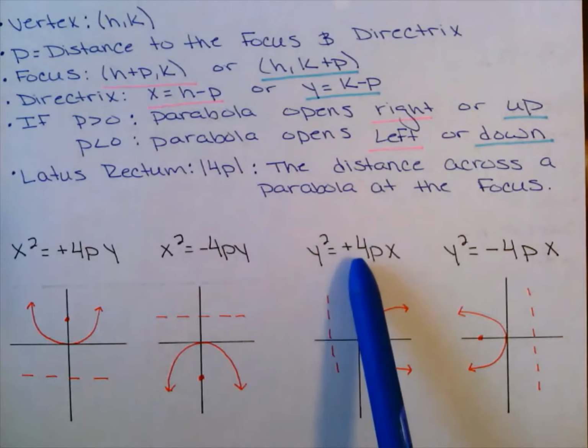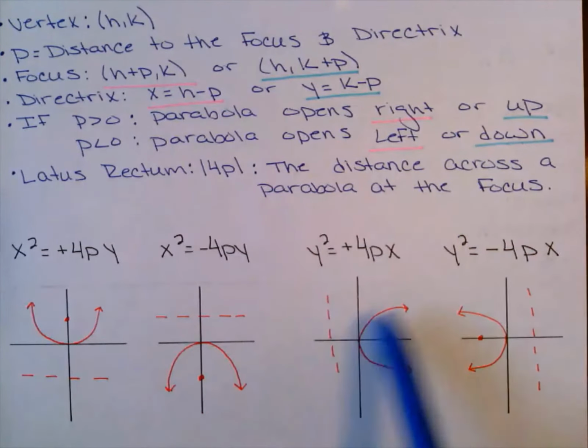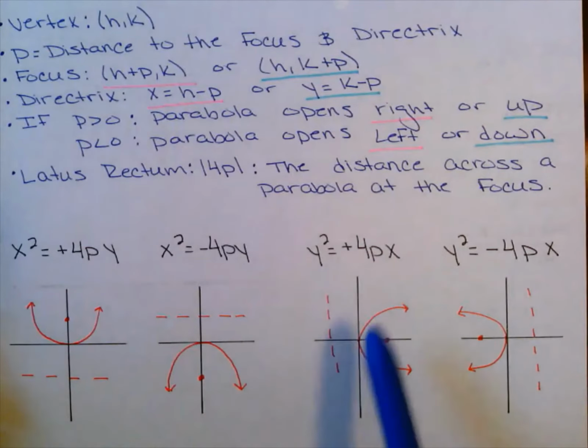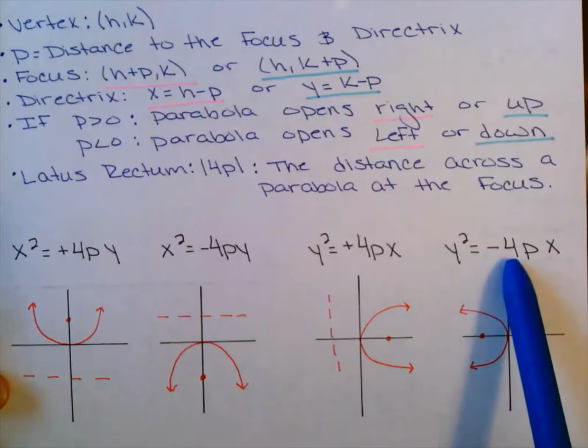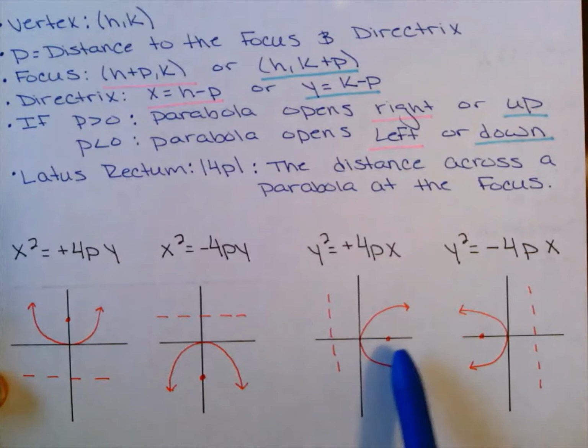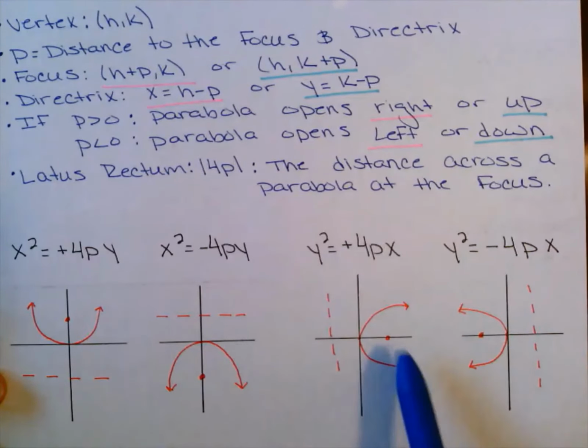If I have a y squared that is positive, it's going to face towards the positive values. So it faces to the right. A y squared with a negative 4p faces to the left. And again, both times the focus is on the inside like a belly button and the directrix is behind.